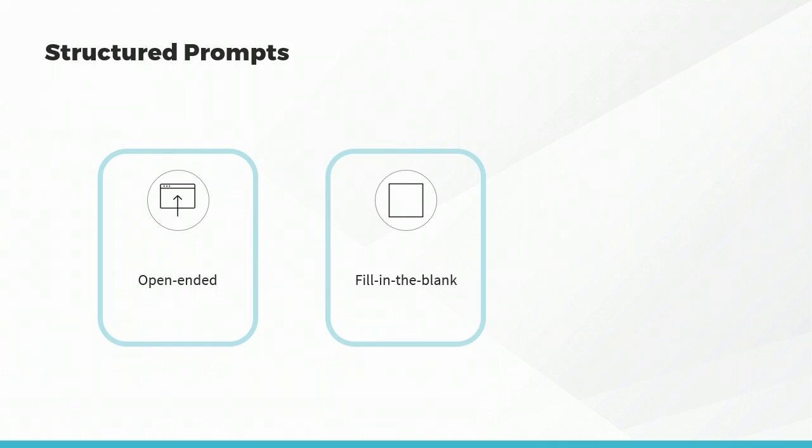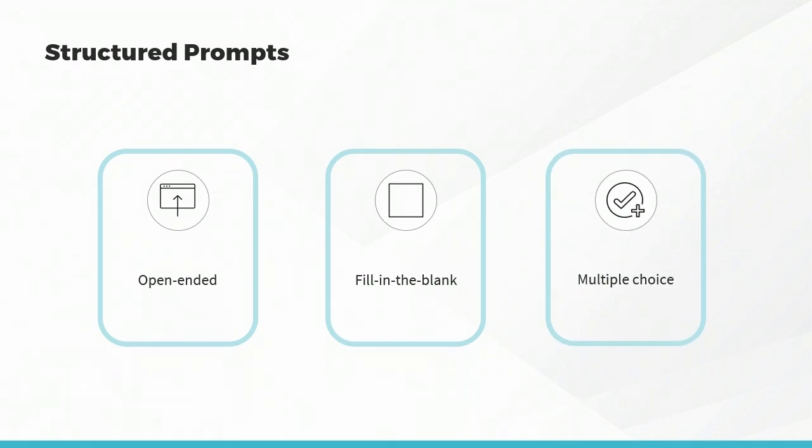Fill-in-the-blank prompts provide a sentence or paragraph with one or more missing words or phrases for the user to fill in. For example, a fill-in-the-blank prompt could be "The cat jumped over the," followed by a blank space. The user would then provide the missing word or phrase, and the model would generate a response based on the completed sentence. Finally, multiple-choice prompts provide a question or statement with multiple possible responses for the user to choose from.